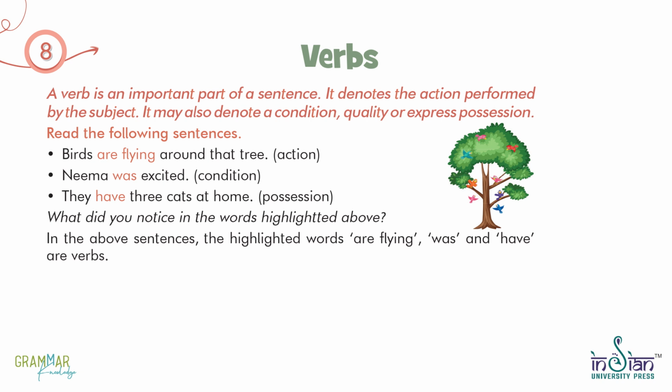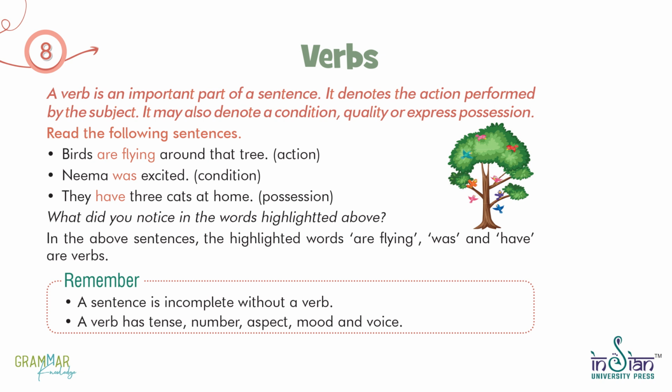Read the following sentences. Birds are flying around that tree. Action. Nima was excited. Condition. They have 3 cats at home. Possession. What did you notice in the words highlighted above? In the above sentences, the highlighted words are flying, was, and have. Are verbs.